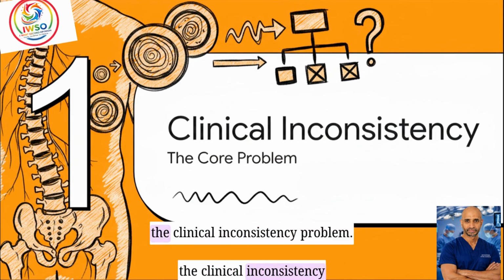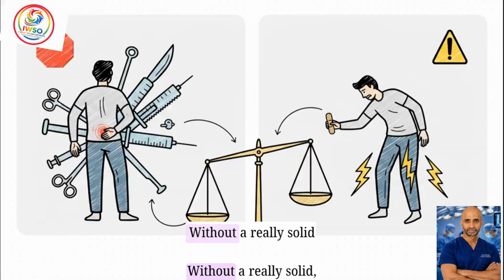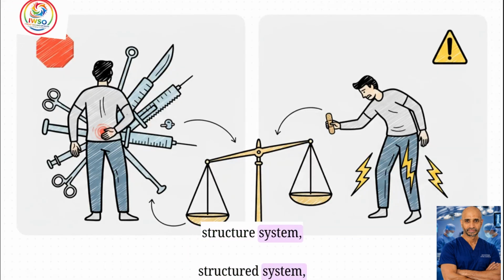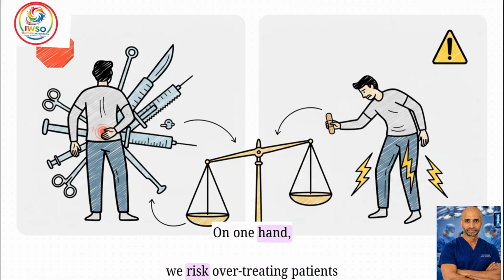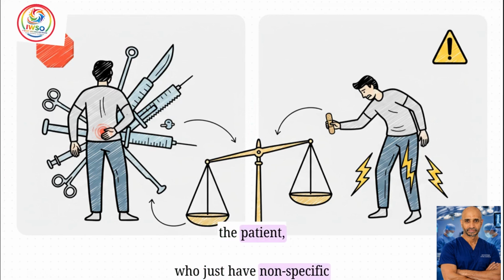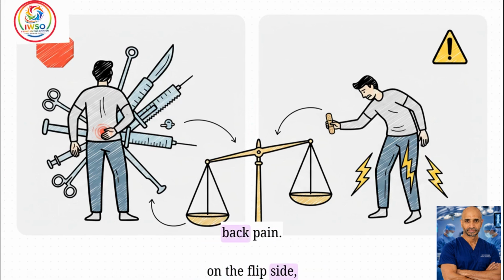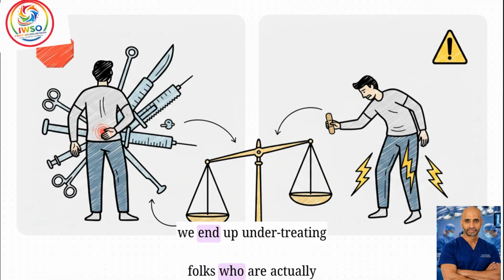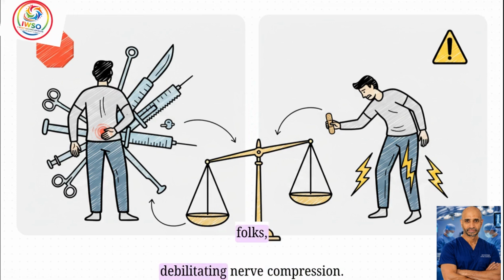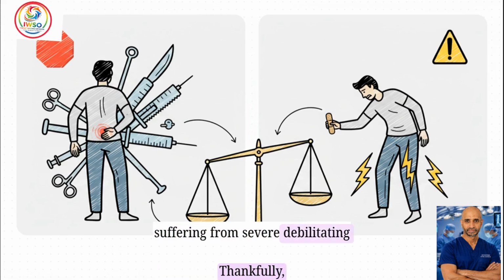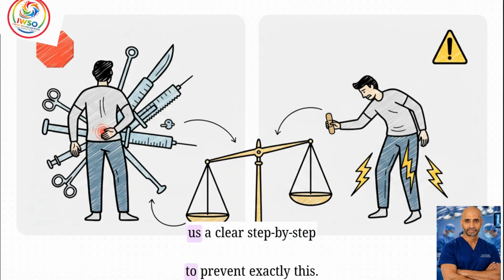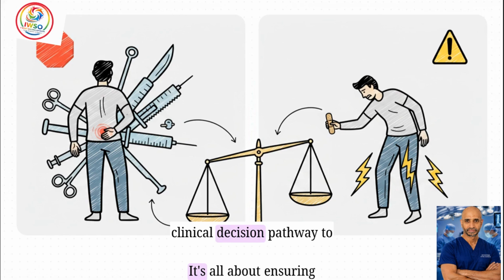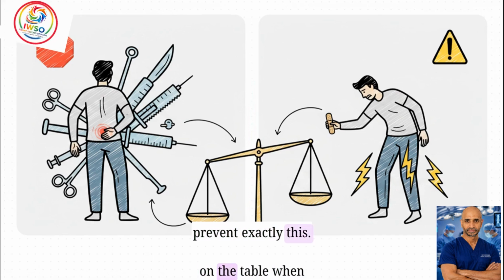Okay, section 1, the clinical inconsistency problem. Without a really solid structured system, we basically fall into a trap of extremes. On one hand, we risk over-treating the patient who just has non-specific back pain. And on the flip side, we end up under-treating folks who are actually suffering from severe debilitating nerve compression. Thankfully, NICE guidelines give us a clear step-by-step clinical decision pathway to prevent exactly this.